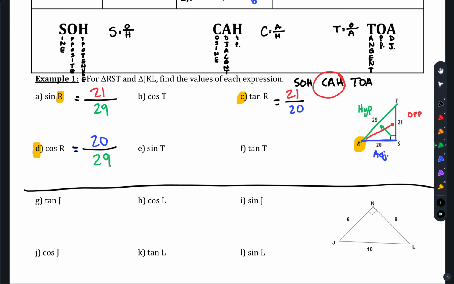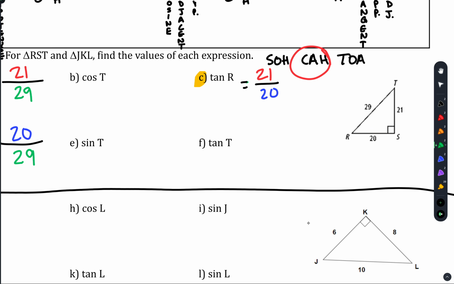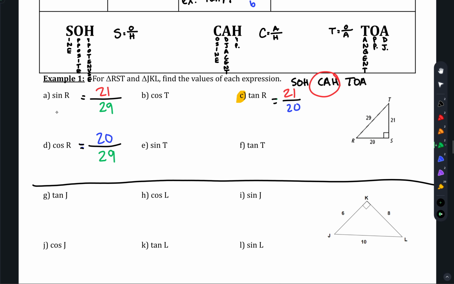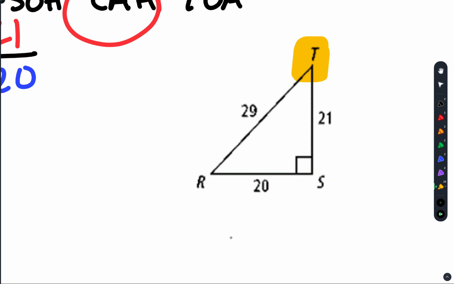Okay, we see how these three pieces work? I'm going to erase my diagram because now I'm going to do the remaining three problems, B, E, and F. In the remaining three problems, B, E, and F, what angle do I need to focus on? Now I'm looking at T. So I'm going to highlight where T is in my diagram. I'm going to zoom in. I'm going to now label all my pieces.